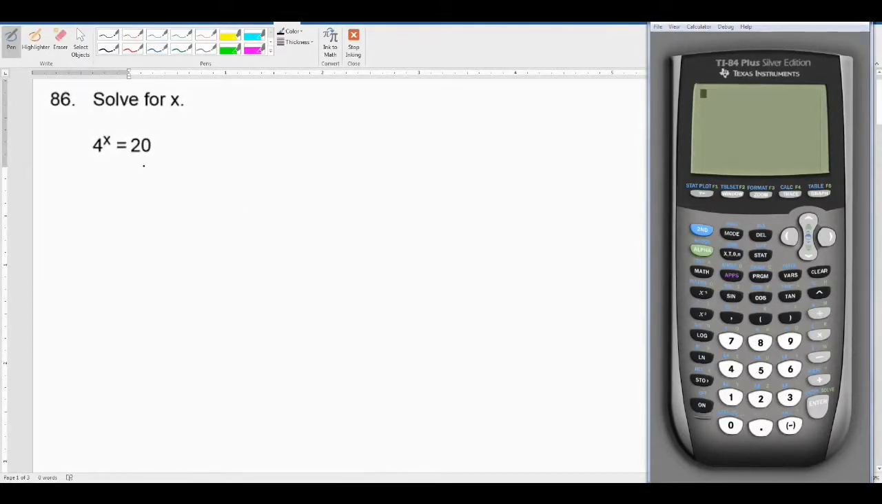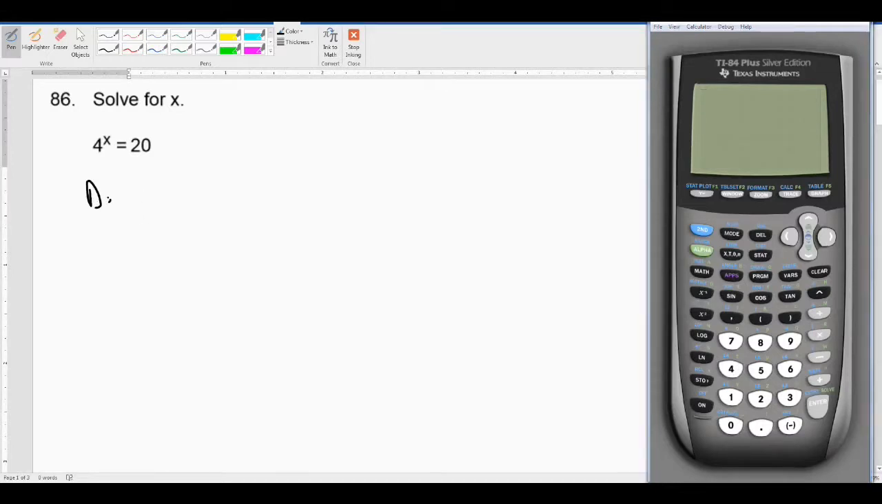On this problem, I want to get the x by itself. Now, I can't write 20 in terms of 4, because if I take 4 times 4, I get 16, times 4 more, I don't get 20. So if you've seen previous videos, I can't use a property that I used before. What I can use though are logarithms. I like to use the definition.